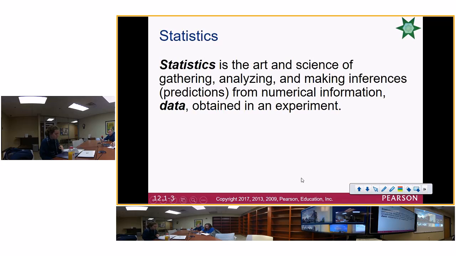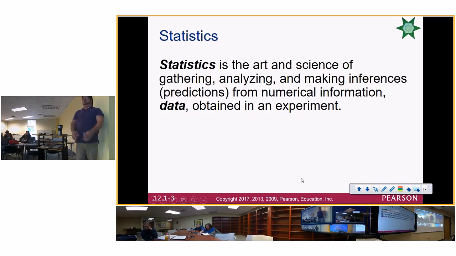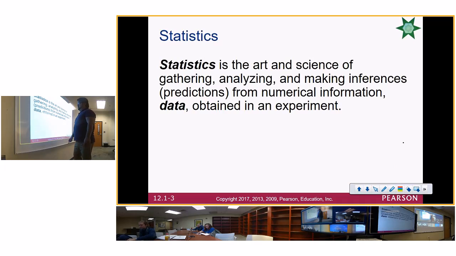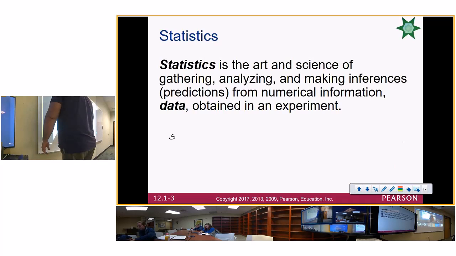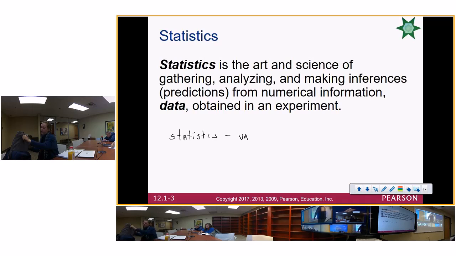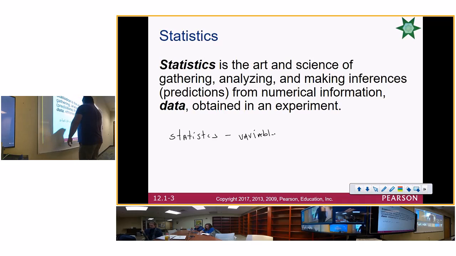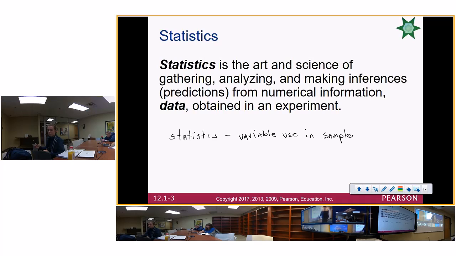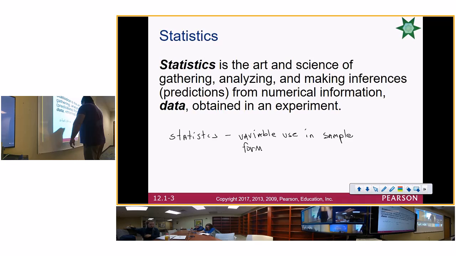I'll go ahead and give you the lowercase definition, and I'm going to give you a Hubertism definition. The lowercase definition, statistics, with a lowercase s: variables used in sample formulas/calculations.